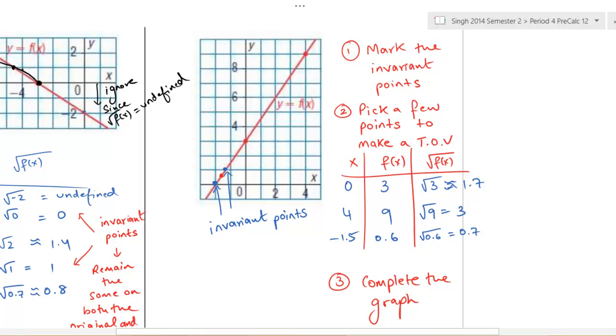So the new points are going to have the same x value as before, but the new y value. So when x is 0, I have a point at approximately 1.7. X is 0, 1.7 will be roughly over here. X is 4, a new point is going to happen at 3. I'll have a point right here. X is negative 1.5, the y value is going to be at 0.7, so it is going to be just above that point over here.